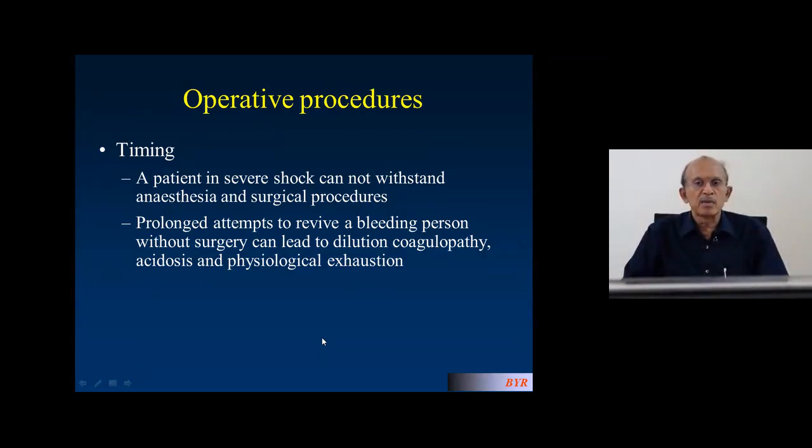To give anesthesia, you must have at least a blood pressure of around 100 millimeters of mercury. To get that 100 millimeters of mercury pressure, you must transfuse blood. If you transfuse blood, there will be more bleeding. More bleeding will cause again a fall of blood pressure. So that becomes a vicious circle. That is why you must strike at some point. That is called a critical point.